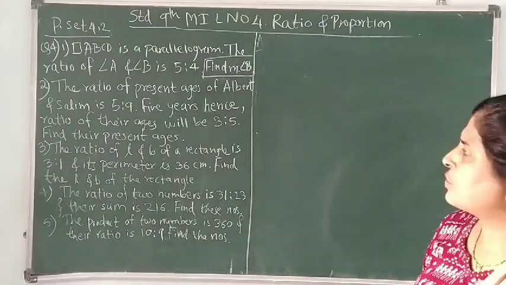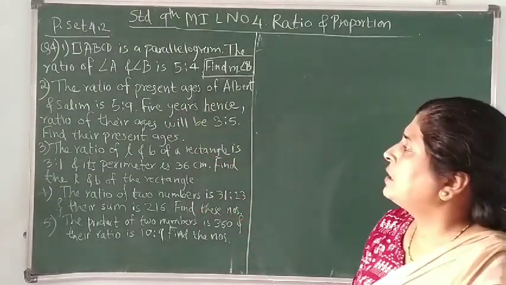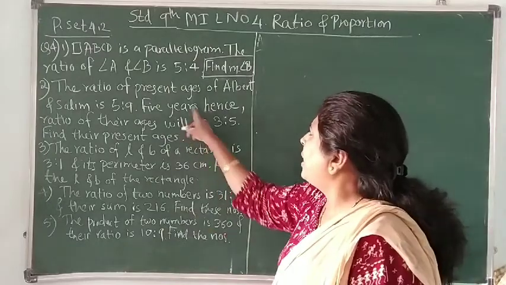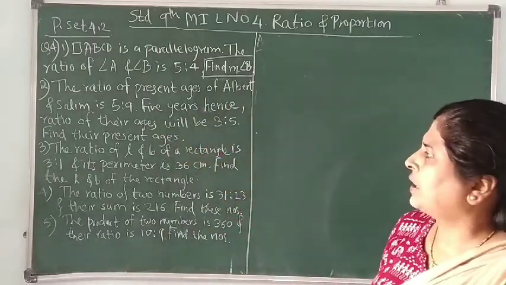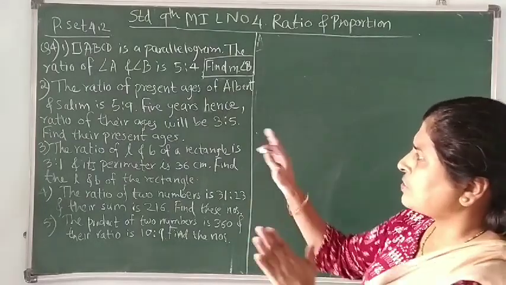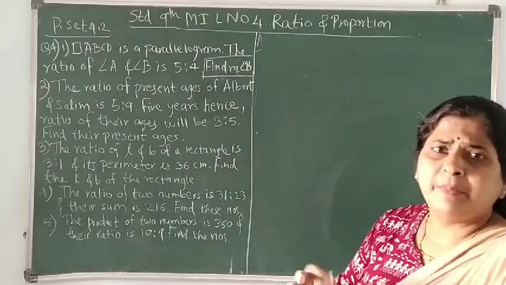Okay. Now what is the question number 2 here? The ratio of present ages of Albert and Salim is 5:9. 5 years hence, ratio of their ages will be 3:5. Find their present ages. Let's write something in the form of maybe a table.